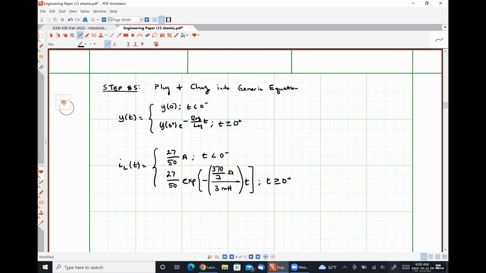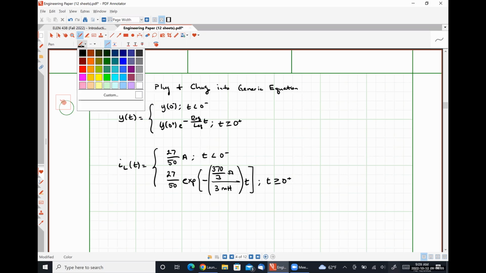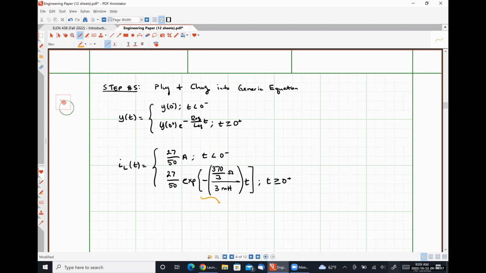So 370 over 3 divided by 3 milli is 370,000 over 9.